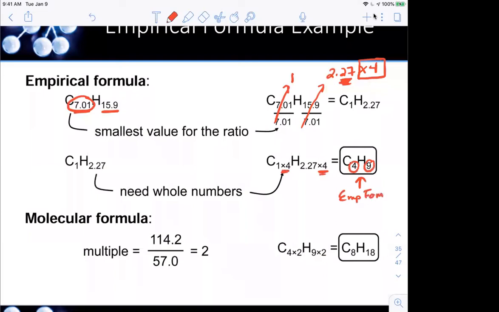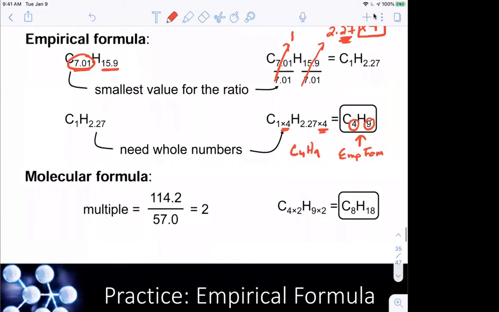I have 4 moles of carbon to every 9 moles of hydrogen. My empirical formula is C4H9. Now, how can I find the molecular formula? Well, if I add up the masses, I have 4 times 12.011 grams and 9 times 1.008 grams. What I get is 57.0 grams, which is the mass of C4H9.